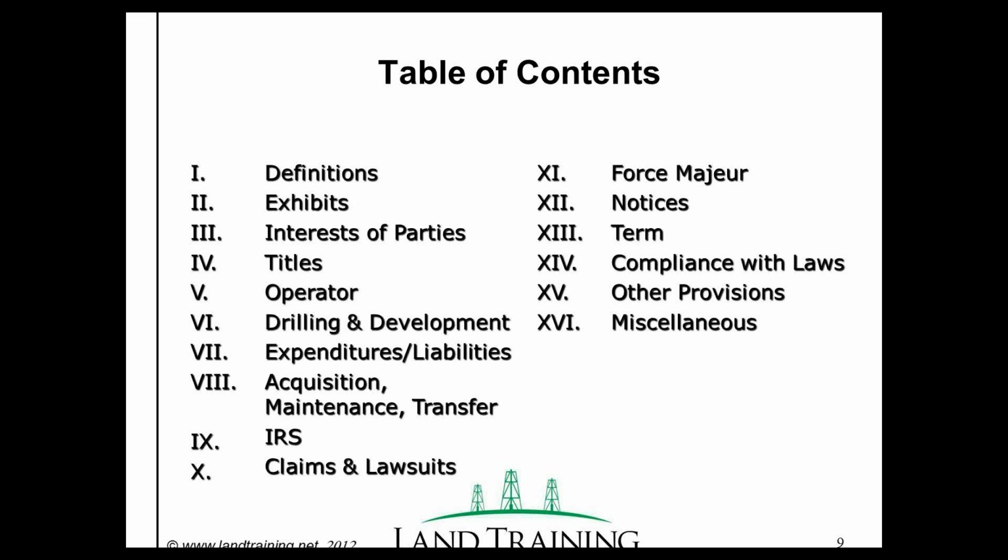Acquisition, maintenance, and transfer is Article 8, and that talks about if you want to transfer their interest. This is where the pref right comes in, preferential right to purchase. We'll cover that when we get to this article, but this is a very important provision in here. And then number 9 is the IRS. Just like when we talked about the farm out agreements, this basically says this is not a partnership.